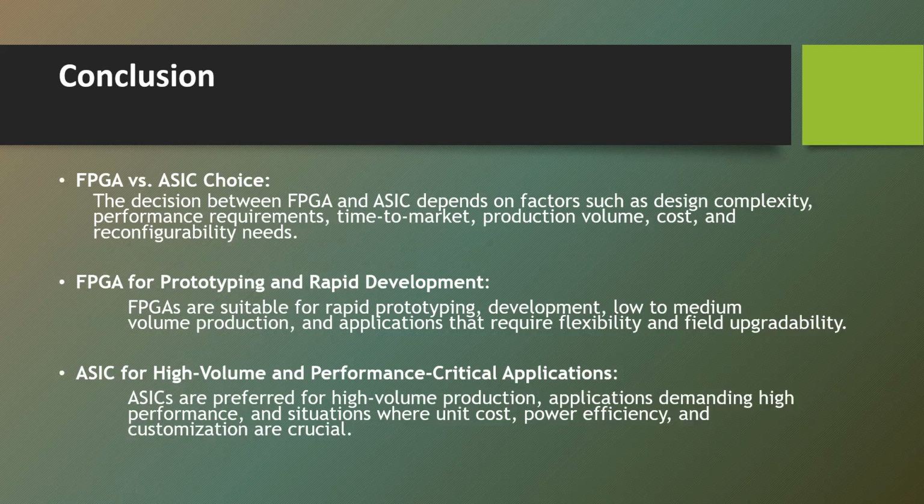ASIC. And when you are producing high volume, when you are producing more and more chips, it is better to choose an ASIC, because when you go for higher volume, the per unit cost will be less as compared to FPGAs. And also when you require high performance, you can go for ASIC, because they are application specific, they exhibit high performance as compared to FPGAs. And when power efficiency is an important factor in your design, then you can go for ASICs. So it is up to the designer to choose which is better, either FPGA or ASIC.